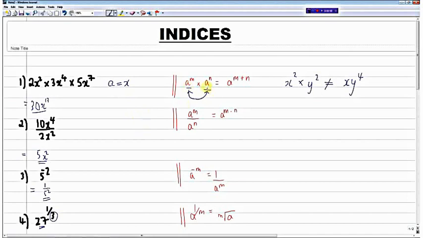Now, the best way to go about these indices is just to do as many questions as you can, and I'm pretty sure the laws will stick in your head. So just practice, practice, practice. That's the best advice I can give with this indices.